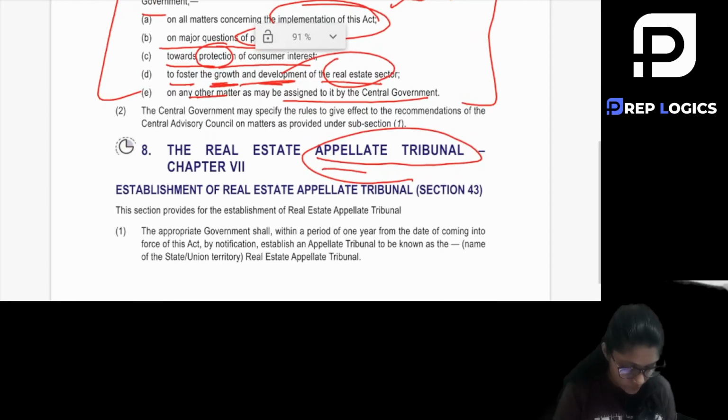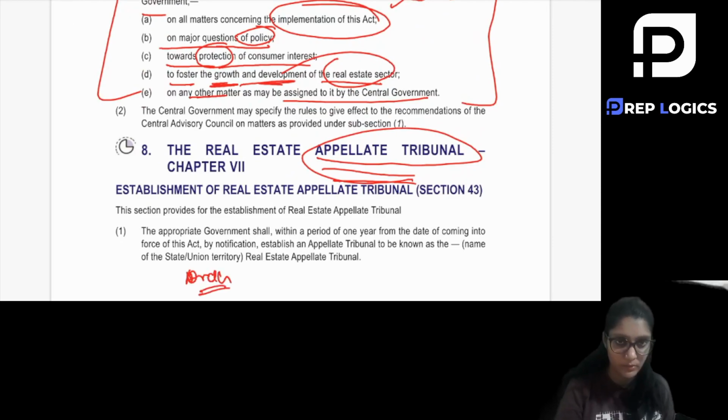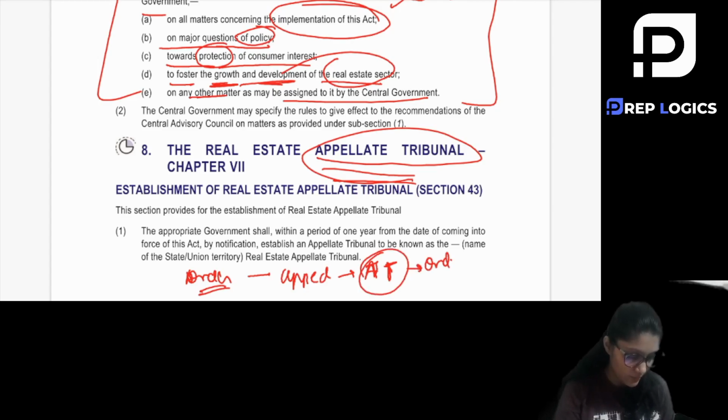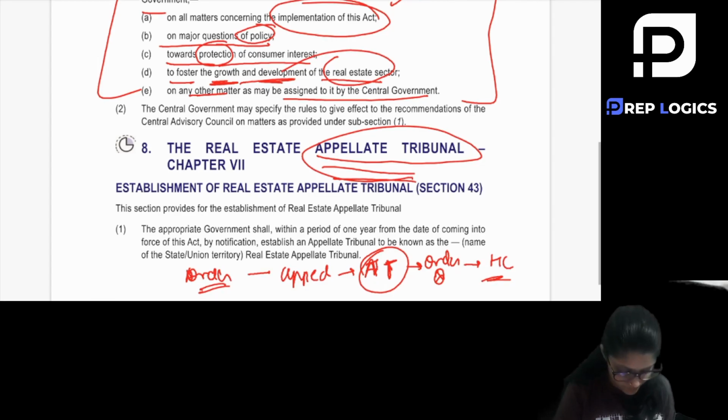Now I have already told you, if the RERA authority has passed an order, and someone wants to appeal against this order, they can go to the appellate tribunal. And if the appellate tribunal also passes an order and someone is not satisfied with that order, can they go further? Yes, they can go further to a high court in this case.